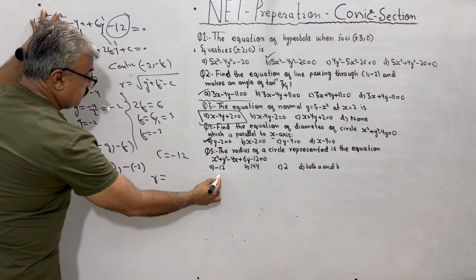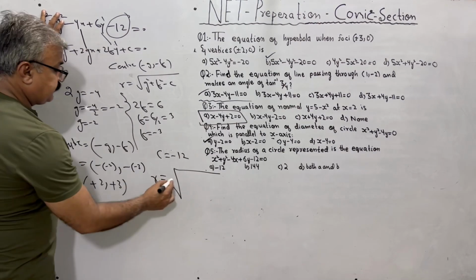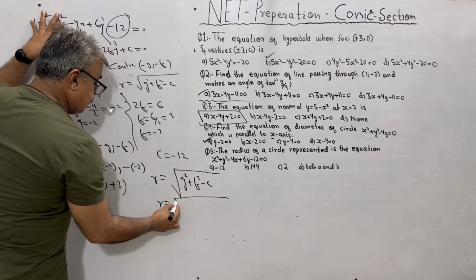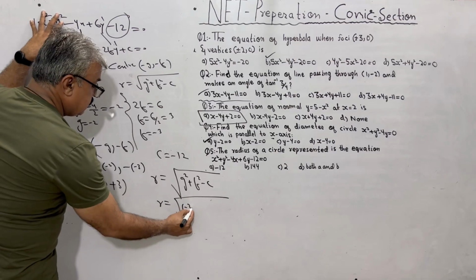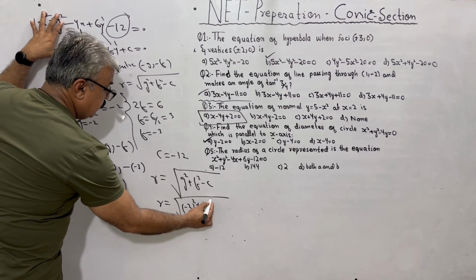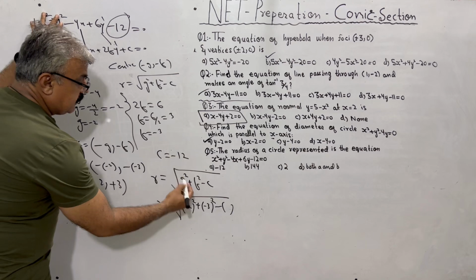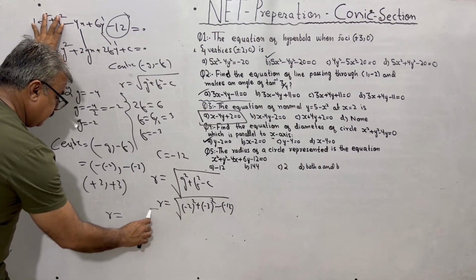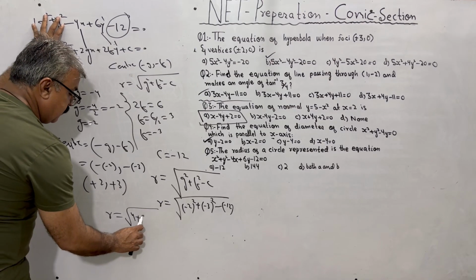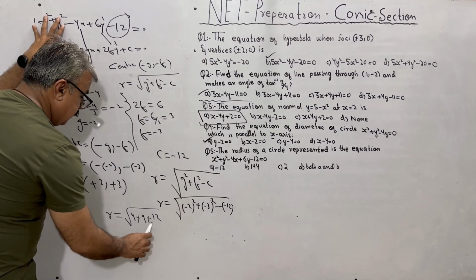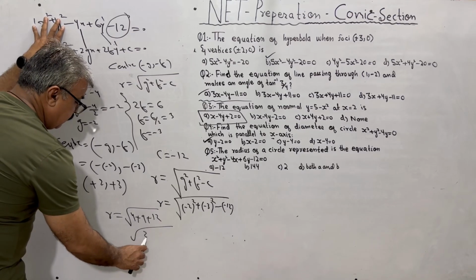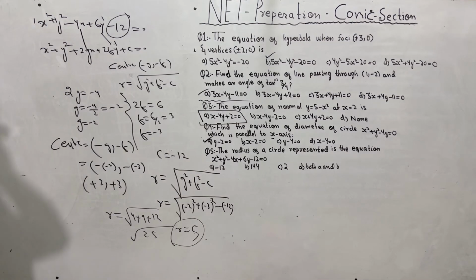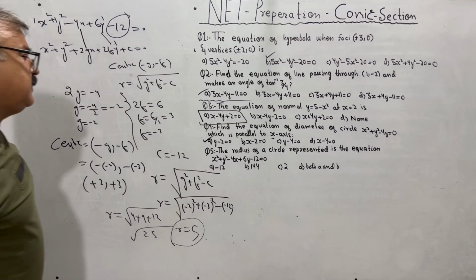What about the radius? Just plug in the values. R is equal to the square root of g square plus f square minus c. What is our g? Negative 2 square. What is f? That's negative 3 square, minus c, which is minus 12. Our radius will become square of negative 2 is positive 4, positive 9, plus 12. 13 and 12, 25. 25 means r is equal to 5. So our radius is 5 in that case.